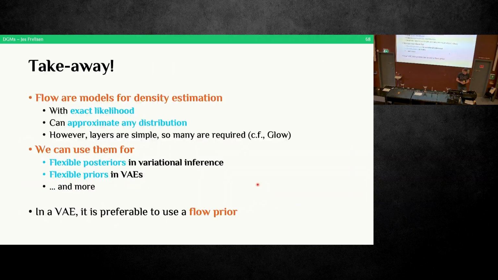So that was what I wanted to cover. I'm only 10 minutes behind my schedule. So the takeaways here are that flows are models for density estimation. They have exact likelihood. They can approximate any distribution, but the layers are simple, so you require many. And we use them for flexible posteriors in variational inference, flexible priors in VAEs, and more.